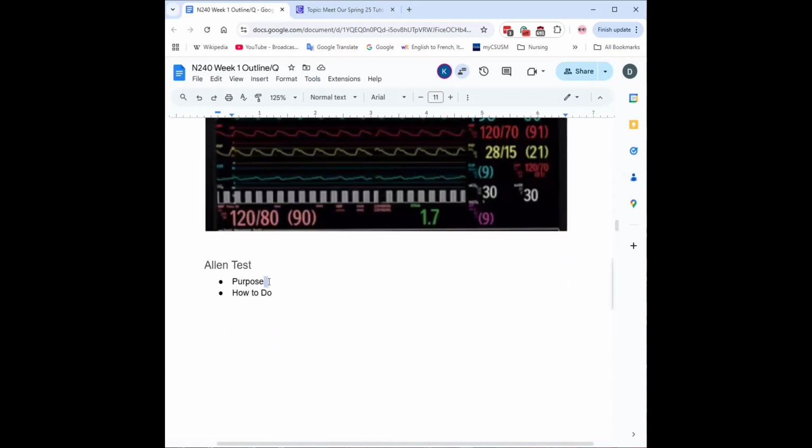Did you guys go over the Allen test in class? Was there anyone whose hand did not reperfuse? You're supposed to answer what the purpose of it is. Exactly. The purpose is to allow us to determine if the ulnar artery can supply the hand.